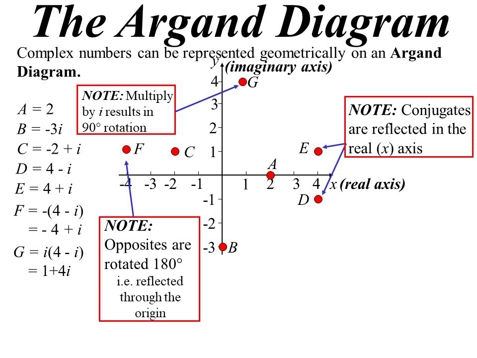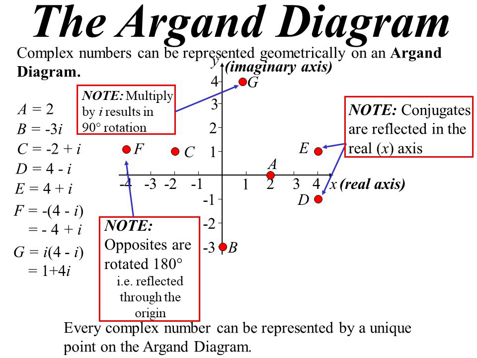If you were to multiply by another i, rotate another 90 degrees. But what have you done? You've multiplied by negative 1, and there's the 180 degrees. And that's why the negative was a reflection through the origin of 180 degrees. But every complex number has a unique position on that Argand diagram. There's only one complex number that can be represented by any single point.